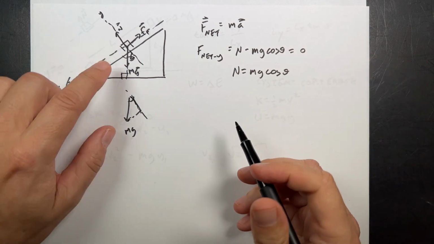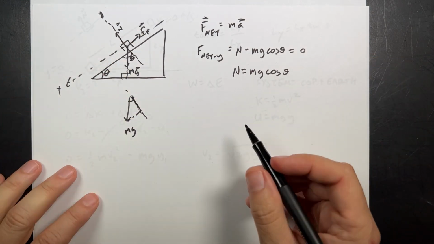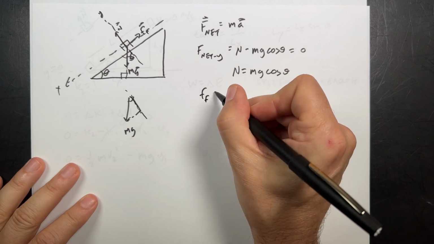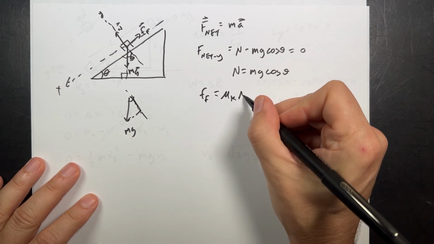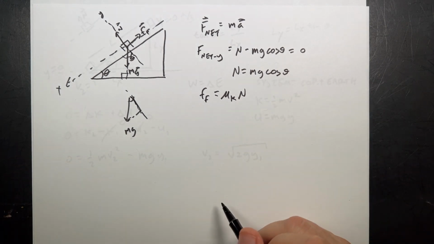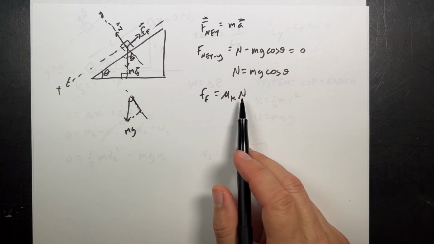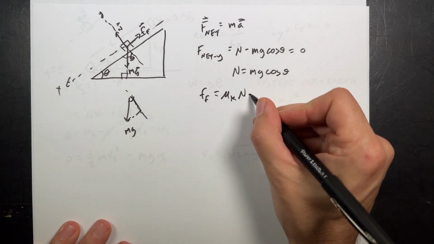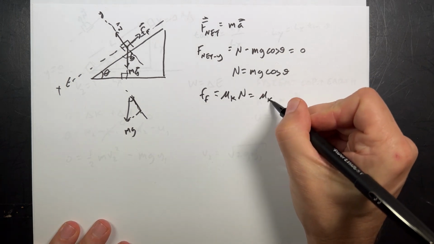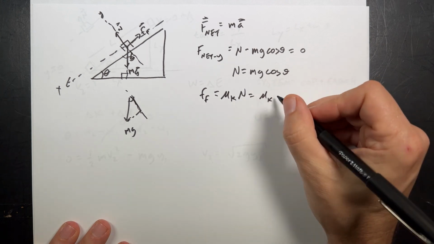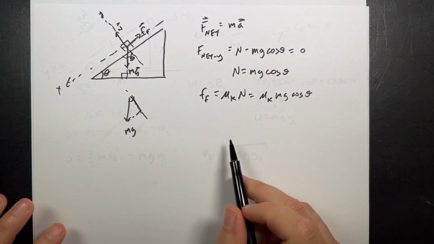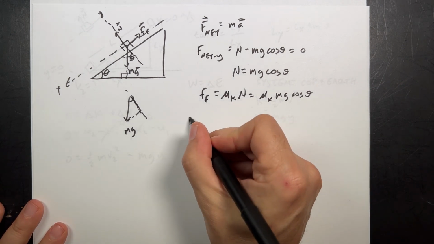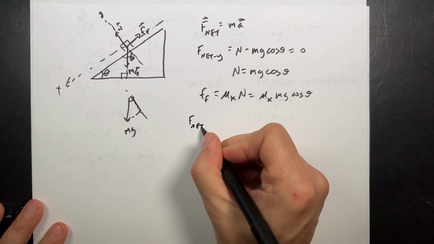And I need that because the magnitude of the frictional force is equal to the coefficient of kinetic friction times the normal force. That's the model that we're going to need. So I need that expression for the normal force, and that gives the frictional force as the coefficient of kinetic friction, mu, times mg cosine theta. Now let's look at the x direction, F net x.